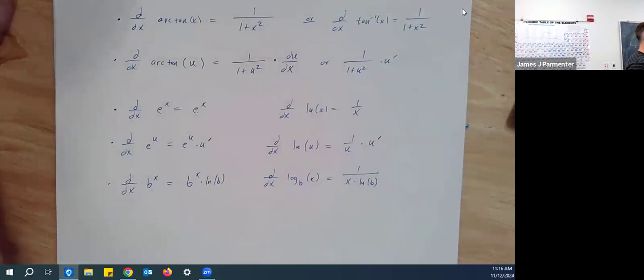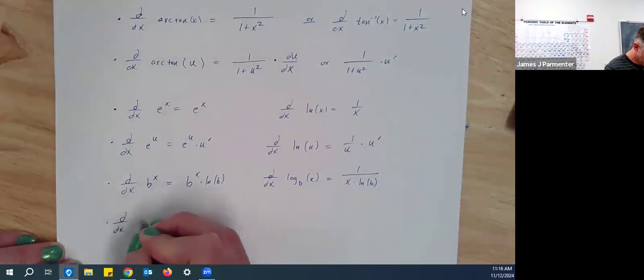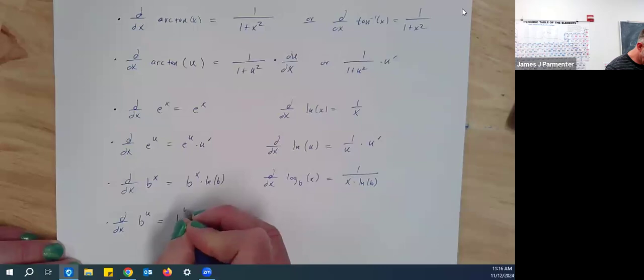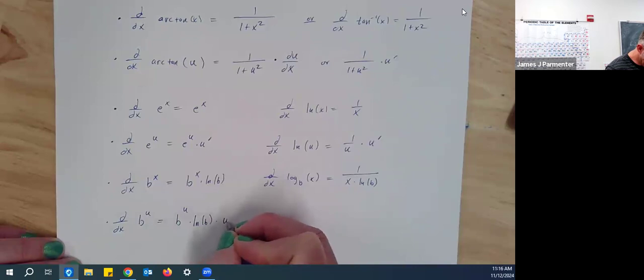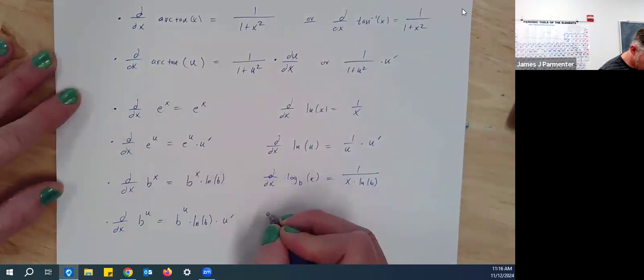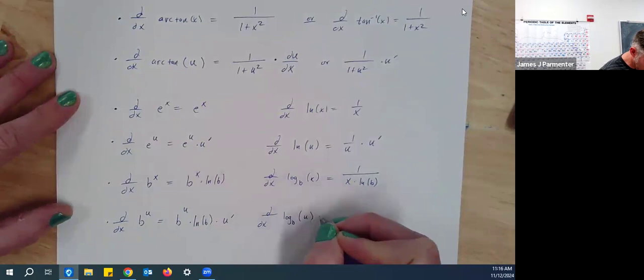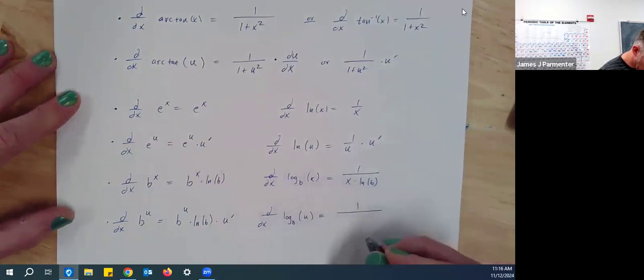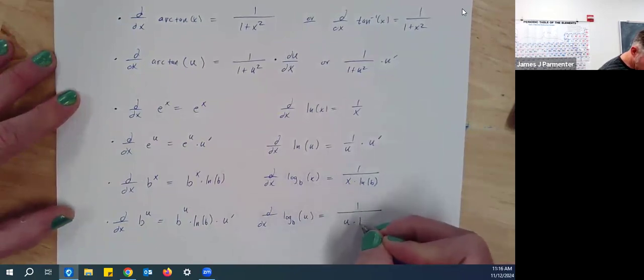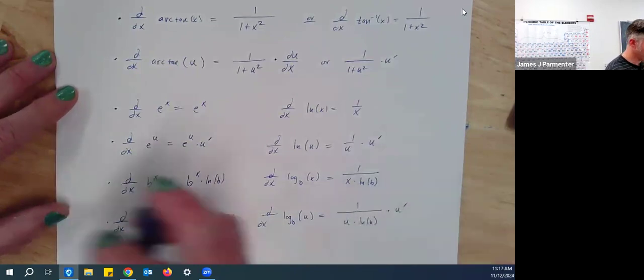And then we have the chain rule version of these. The derivative of some other base to the stuff is going to be that base to the stuff times the natural log of that base times the derivative of the stuff. And then the same sort of rule for logarithms. The derivative of the log base b of some stuff is going to be 1 over your stuff, natural log of your base is also down there, and then we have to multiply by the derivative of the stuff.